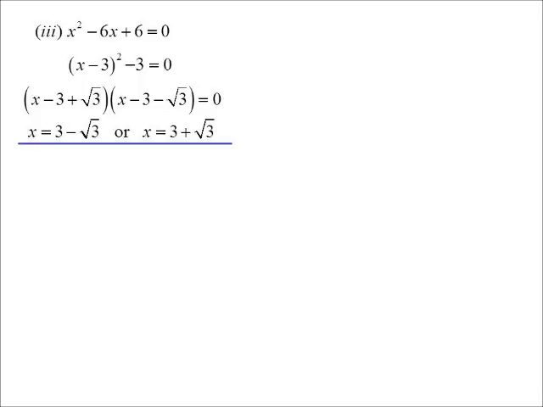That sort of thinking comes in very useful in an extension 2 topic of complex numbers, where we start dealing with imaginary numbers and what have you.